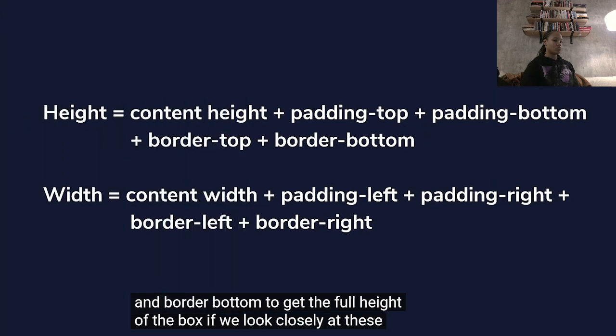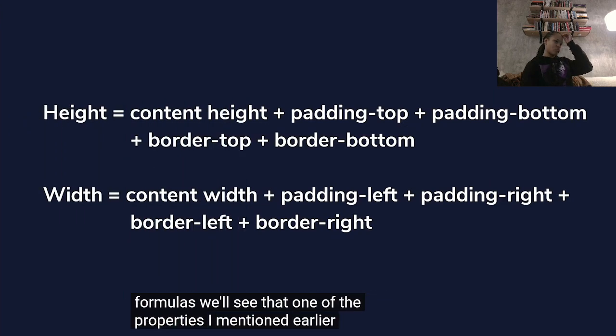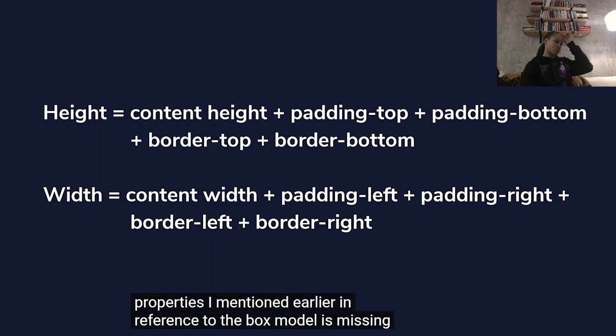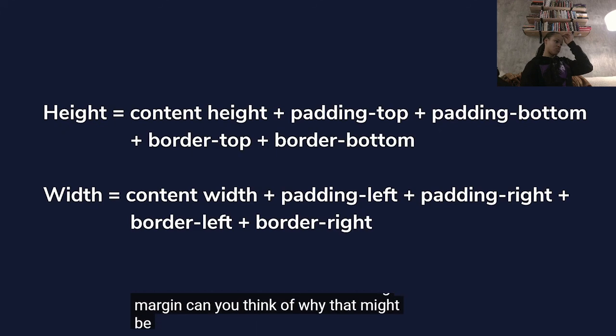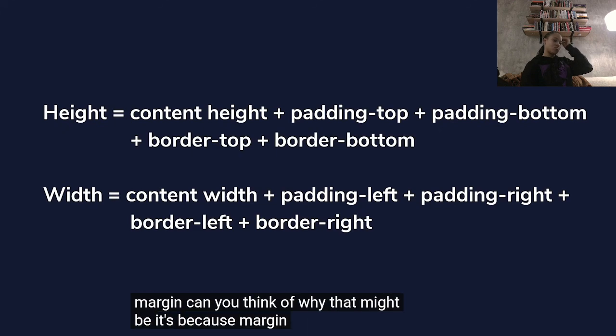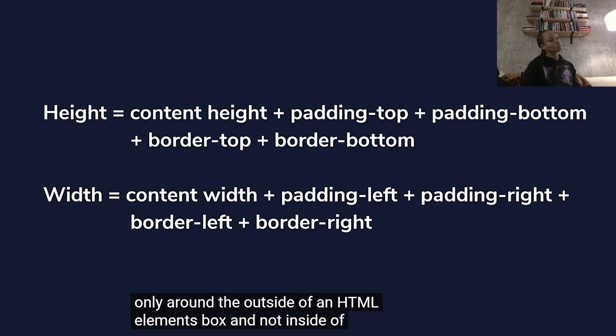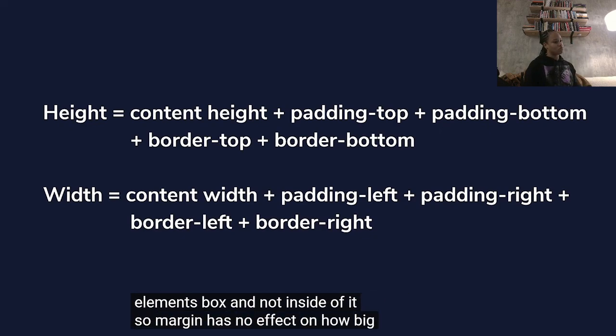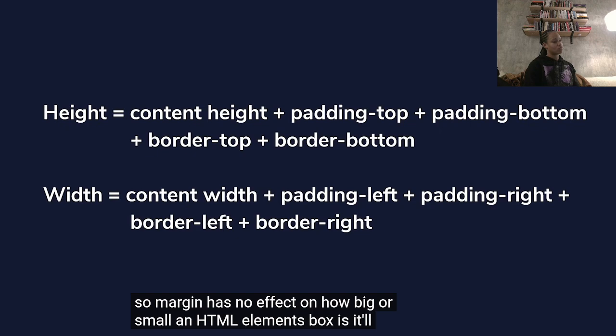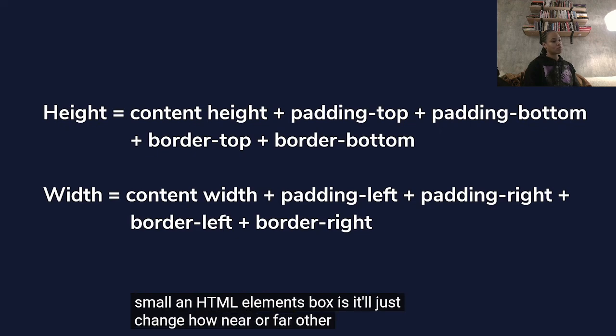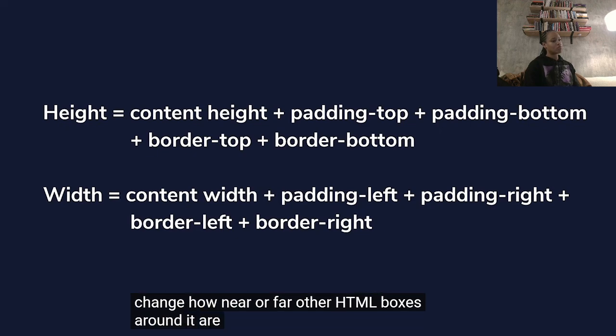If we look closely at these formulas, we'll see that one of the properties I mentioned earlier in reference to the box model is missing: margin. Can you think of why that might be? It's because margin generates space only around the outside of an HTML element's box and not inside of it. So margin has no effect on how big or small an HTML element's box is. It'll just change how near or far other HTML boxes around it are.